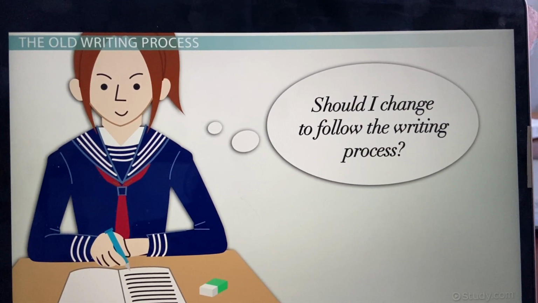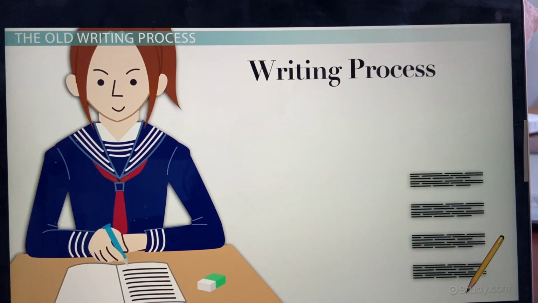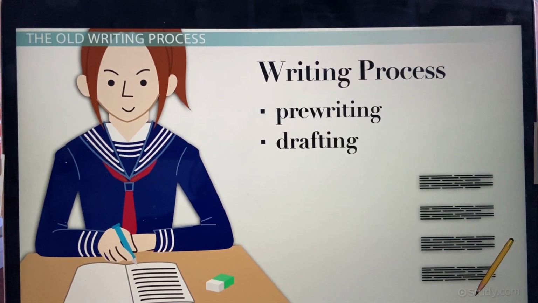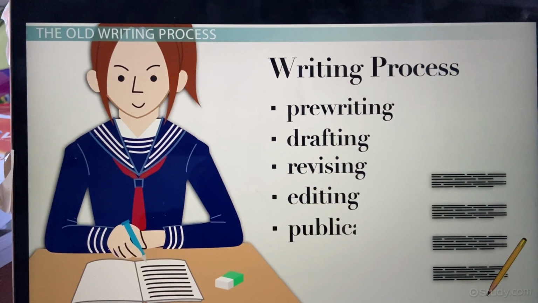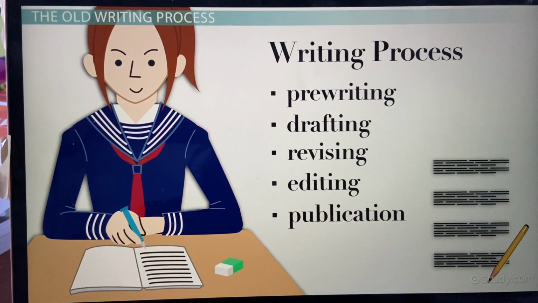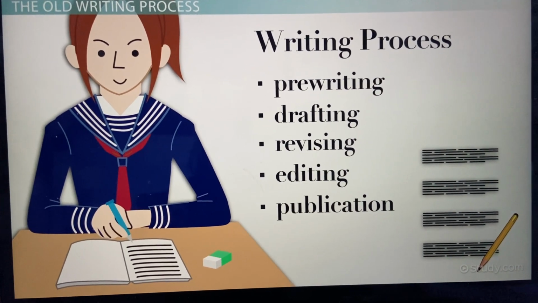Probably sounds familiar to you as well. The writing process taught us that writing is divided into 5 steps: pre-writing, drafting, revising, editing, and publication. This is the way that writing was supposed to work. This made writing easier. But does it really?